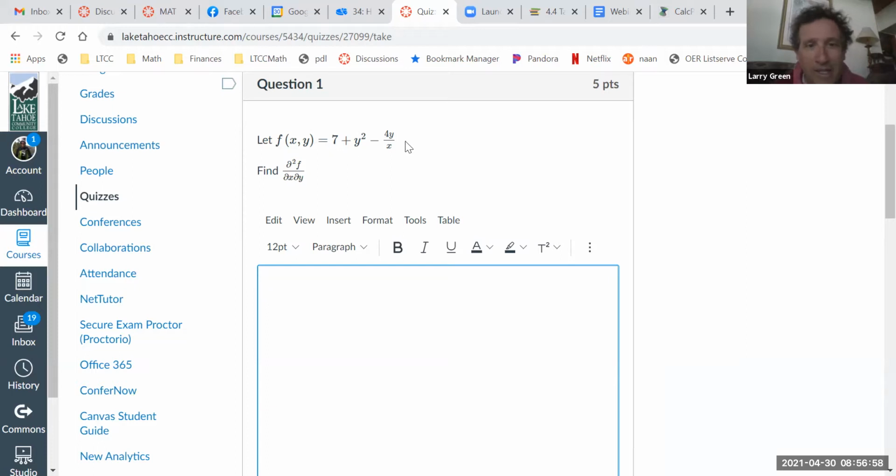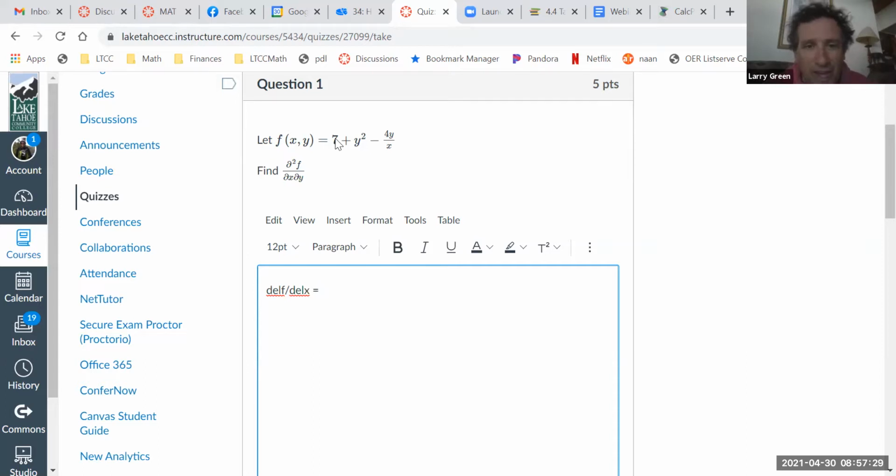And I'm going to look at this, and I'm going to say, which do you think is easier to take a derivative of first? Yeah, x, because then that y squared goes away. Isn't that nice?